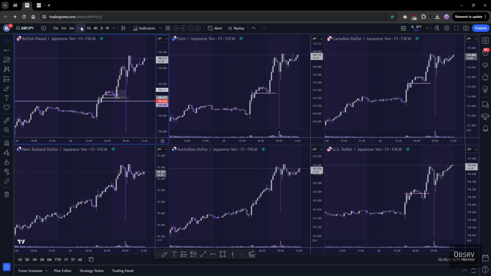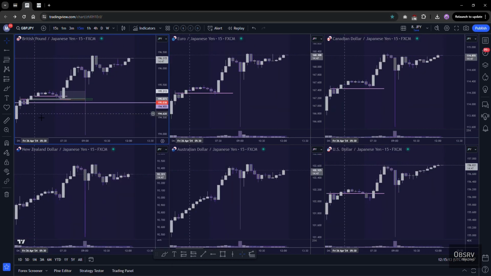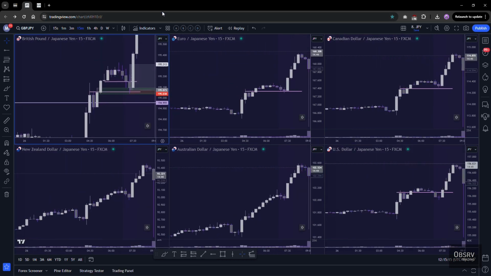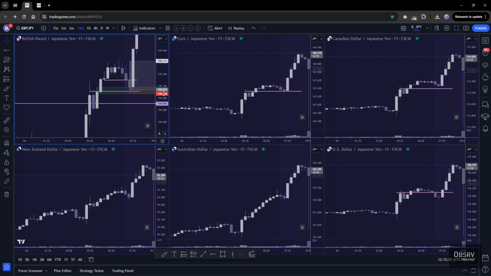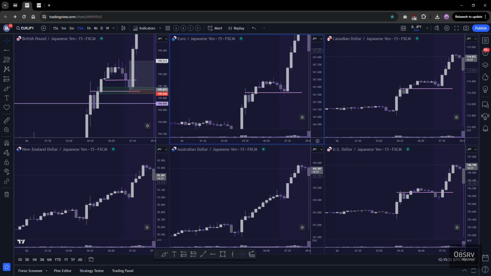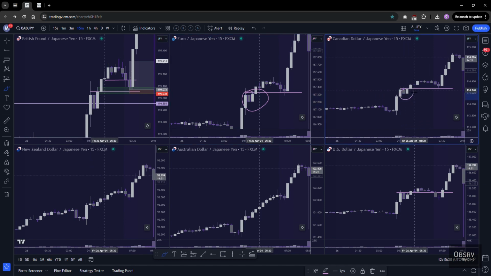Following that weakness, we had the most recent, so we had price pulled back a little bit, it paused, and then it pushed again. Now I was using that as a key area to focus on, and that happened across the board. It didn't just happen on pound yen, it happened on Euro yen as well. It was this one right here, and it happened on Canadian dollar yen right there.